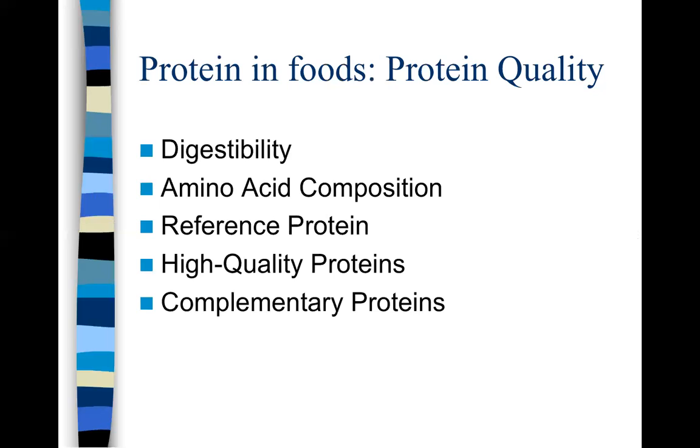Amino acid composition. Does the protein have all of the essential amino acids in the right amounts? A reference protein. A reference protein is something that's used as a comparison to rank different proteins. So a reference protein will provide all the amino acids needed for growth of preschool age children. And so when we compare things to reference proteins, such as eggs, we can see how closely they rank to this. We have high quality proteins. These are going to contain all the essential amino acids in the proportion we need. And then we have complementary proteins, which we'll discuss.